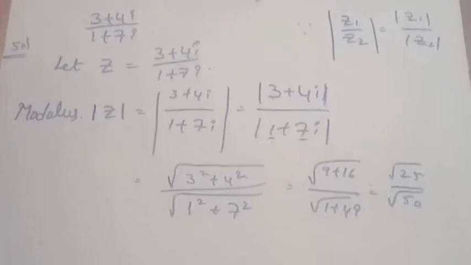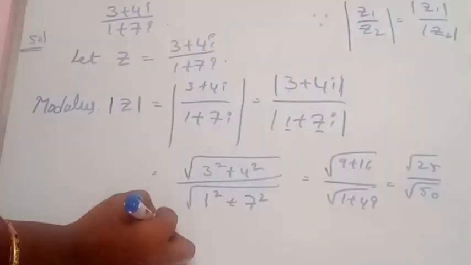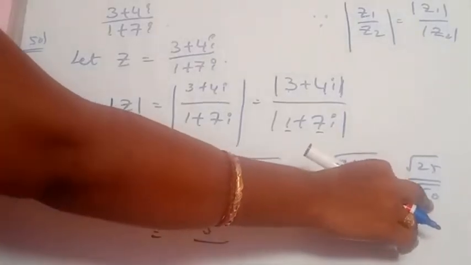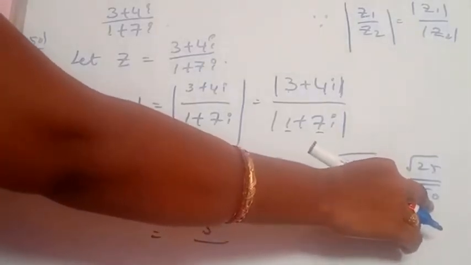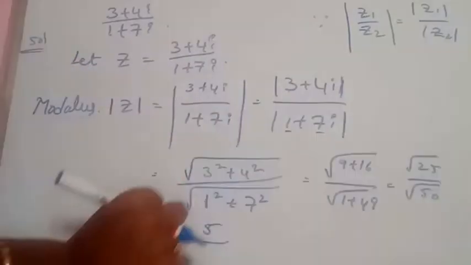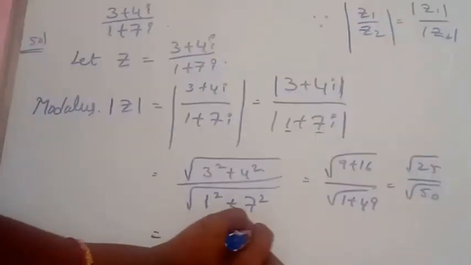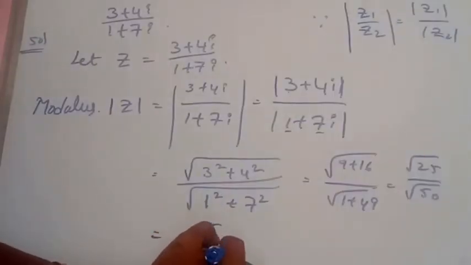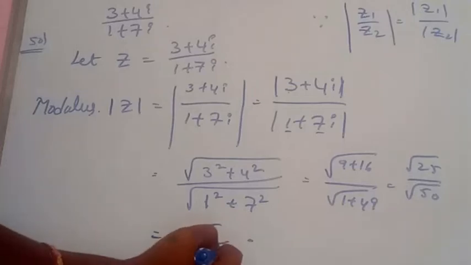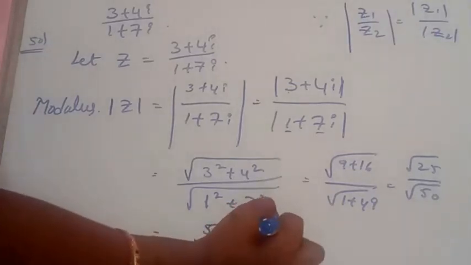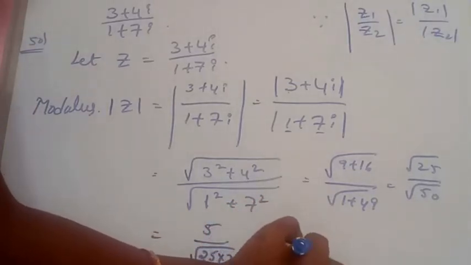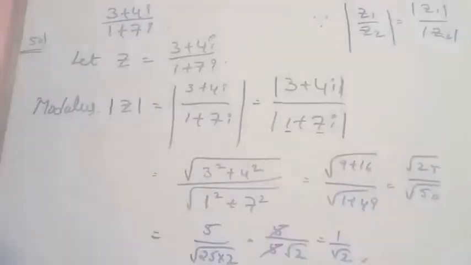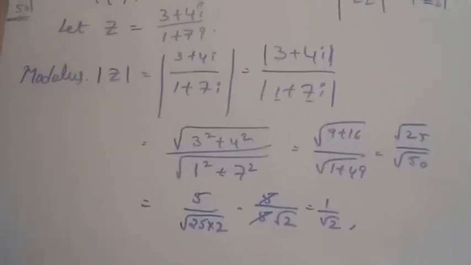That equals root 25, which means 5. Then for root 50, 25 twos means 50, so root 25 into root 2. We write 5 by 5 root 2. Here 5 is cancelled, that is 1 by root 2. This is the value of this complex number.